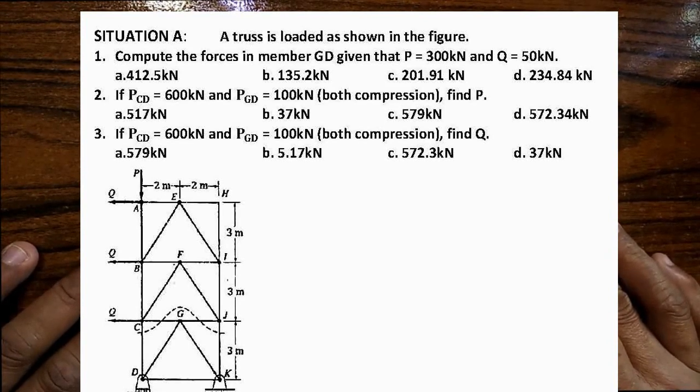The choices are there: A, 412.5 kilonewtons; B, 135.2 kilonewtons; C, 201.91 kilonewtons; D, 234.84 kilonewtons.